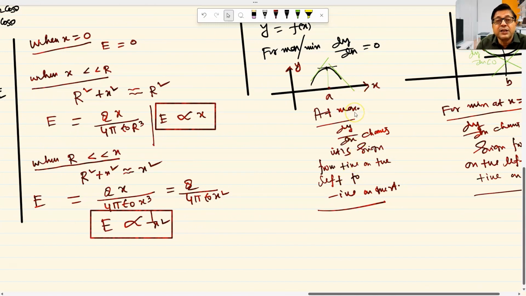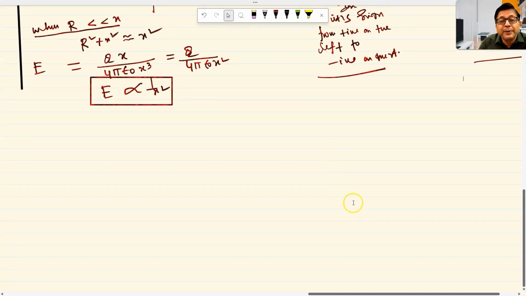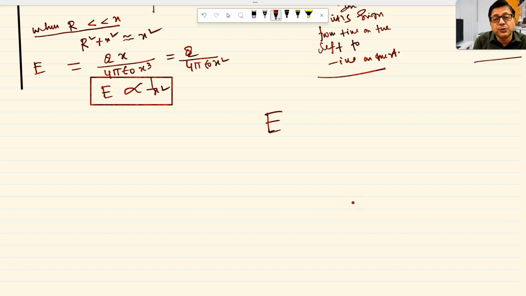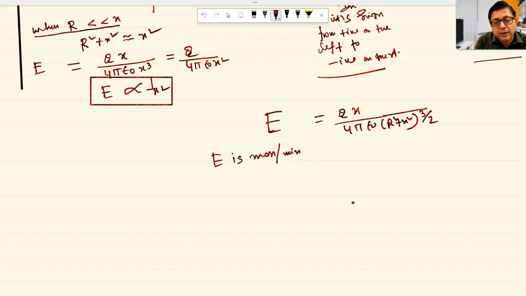So here the strength of electric field will be, referring to the expression already got, E equal to qx by 4 pi E0 into (r square plus x square) to the power 3 by 2. So for this, E is maximum or minimum if dE by dx equal to 0. What is dE by dx? Let us calculate.